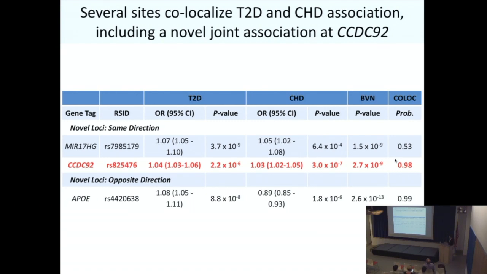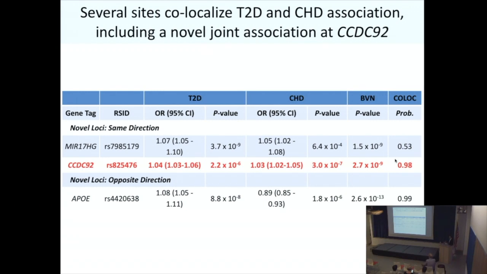And let me point you to, in particular, this particular site. Now I'm tagging it with a gene named CCDC92. We don't have direct evidence, at least at the time we published this study, that this was the gene. I'll tell you a little bit about support on that in a minute. But this is a site tagged by this particular genetic variant.